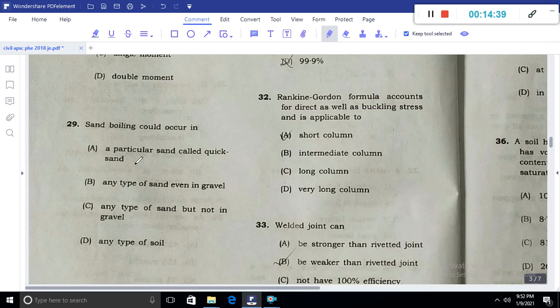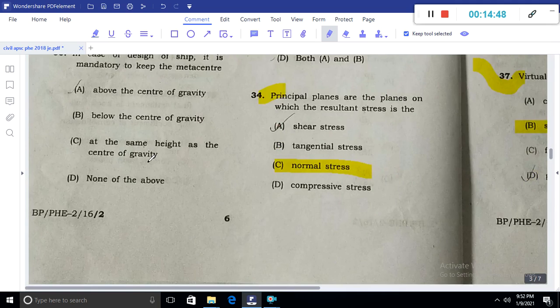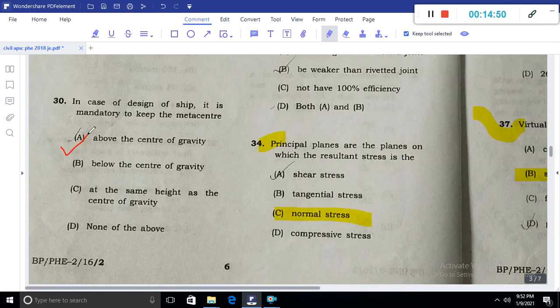Sand boiling occurs. Sand boiling, any type of sand, even in gravel also occurs. In case of design of ship, it's mandatory to keep the metacenter. Metacenter jetia hoday center of gravity ke above hoy tetia ami stable equilibrium pam.